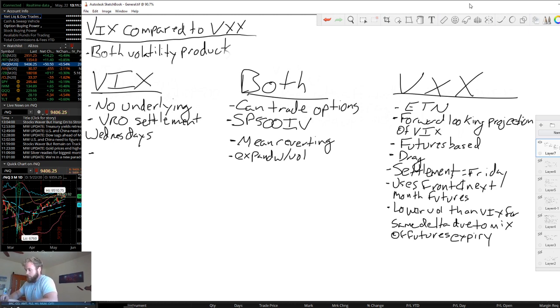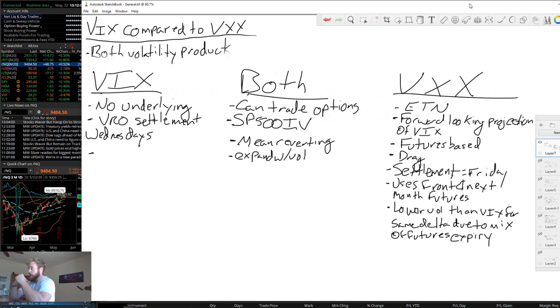But to prep us for that conversation and settle up on a couple of basic similarities and differences between the two, I figure this is a good place to start. So first, we have the VIX and then the VXX. They are different. They are similar, but they are different. Let's start with the similarities, and then I'll branch into the differences.